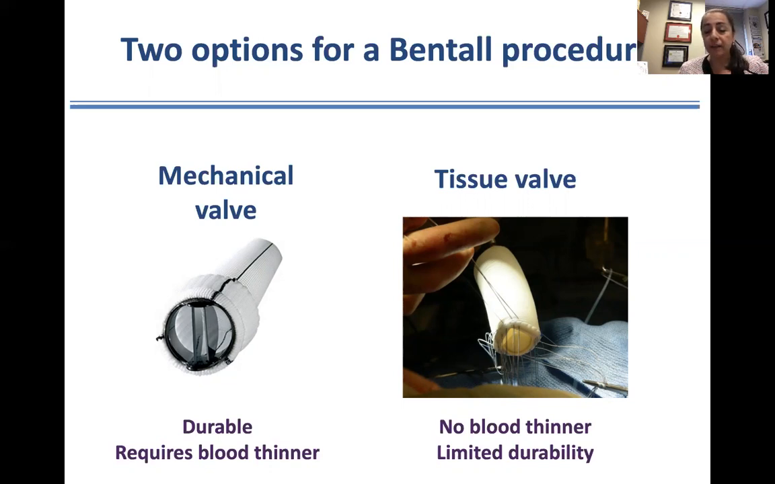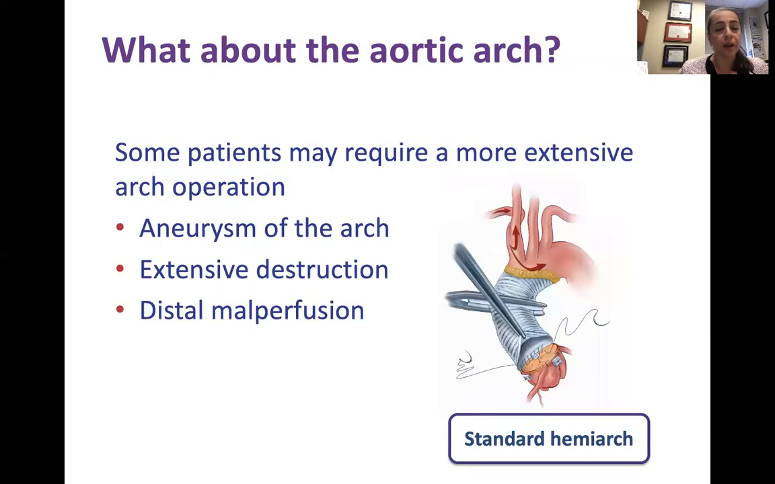The tissue valve, alternatively, does not require a blood thinner. It's easier to maintain. However, it's of limited durability, especially in young patients. Age and the overall health of the patient are the two most important factors when we decide what kind of valve to use in this operation. So those are the options for the aortic root. Now, what about the aortic arch?